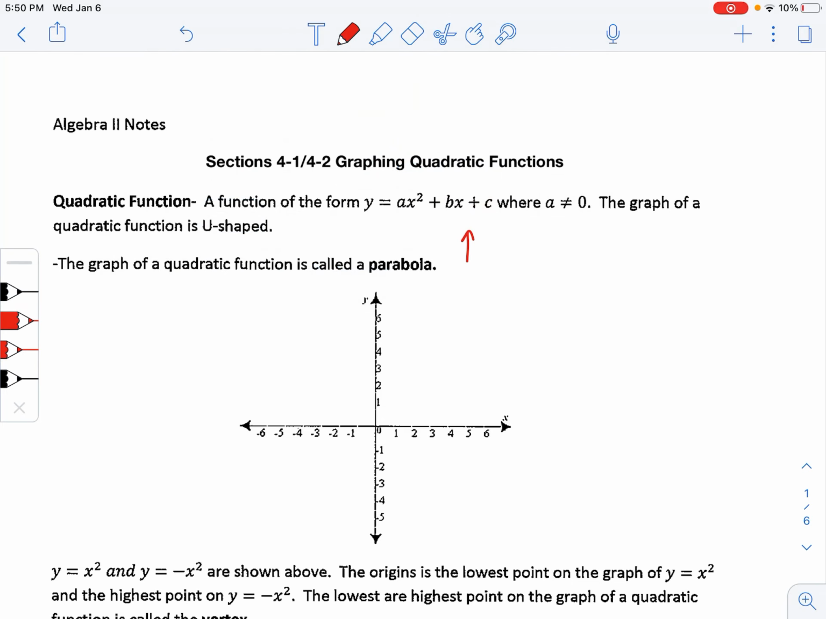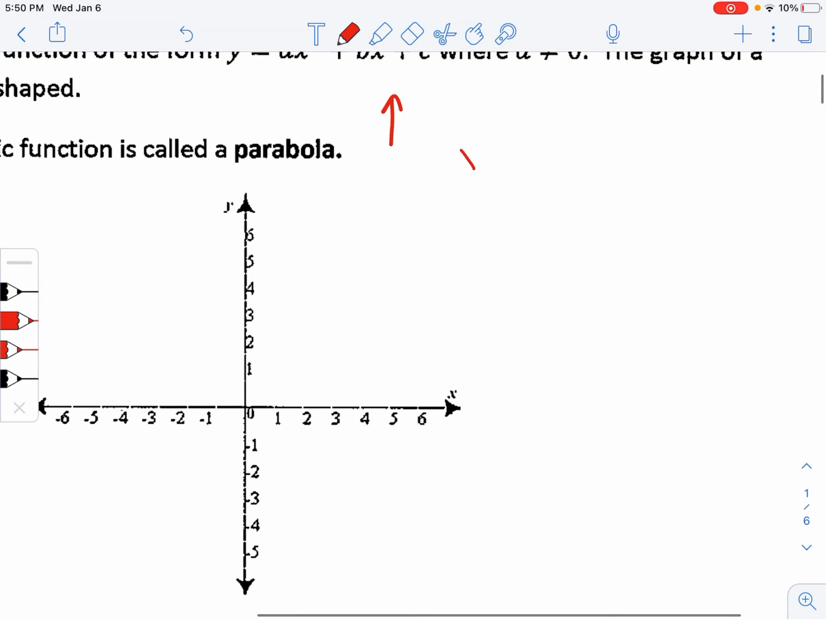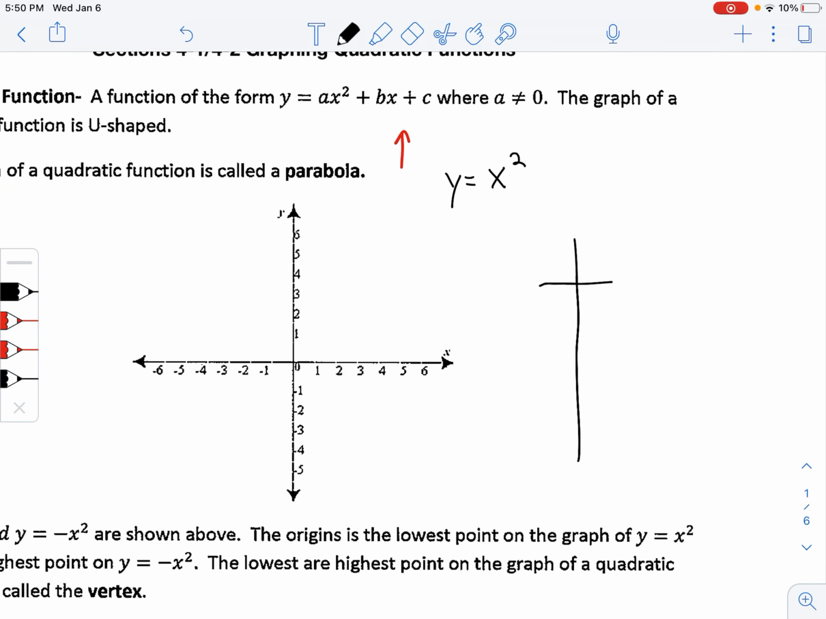When you graph a quadratic function, it's going to be a parabola. We're going to start with the most basic quadratic function, y equals x squared. I'm just going to choose some x values and get some y values: -2, -1, 0, 1, and 2. Let's plug them in, and we're going to plug in -2 first.